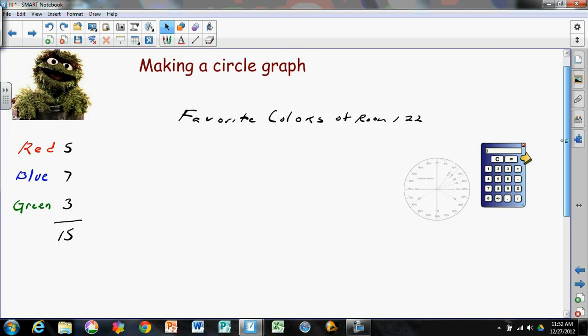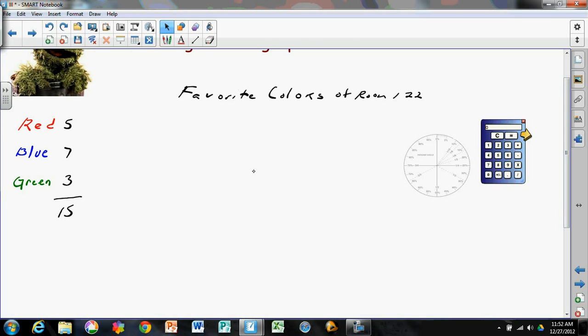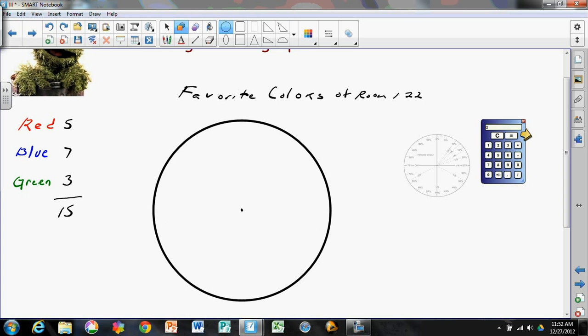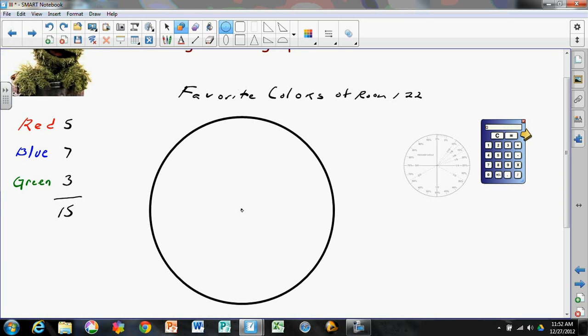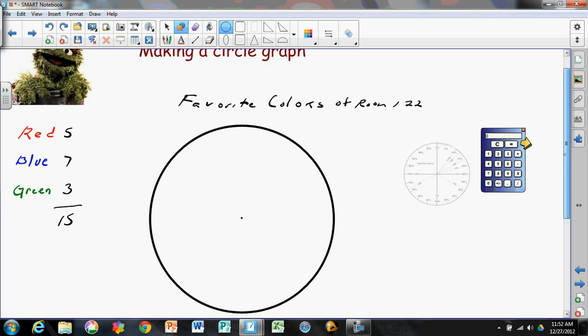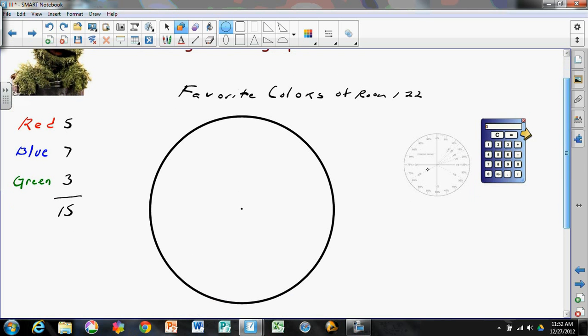And we should probably create a circle. It's very important to have a point in the center of our circle. And then I'm going to draw a circle around that with my circle tool. And we'll have it be about that big. Okay, so we have the circle ready to go. We have our information ready to graph. And then I've also got a couple tools. One of them is the percent circle. Another one is a calculator.